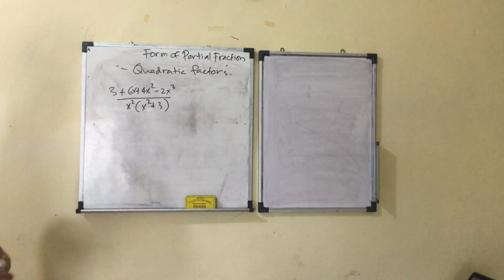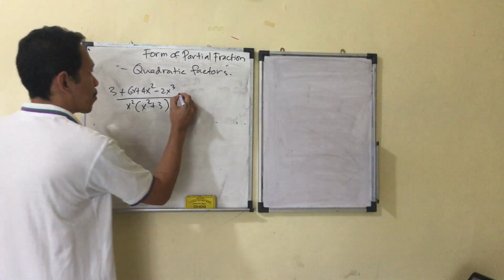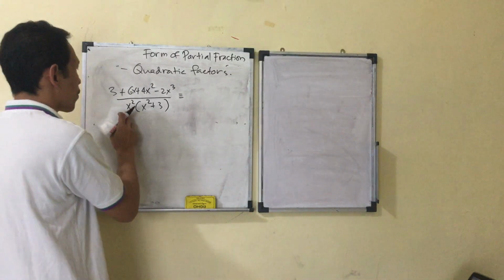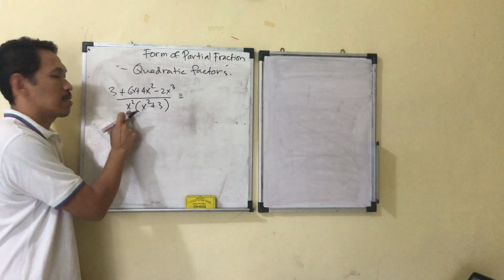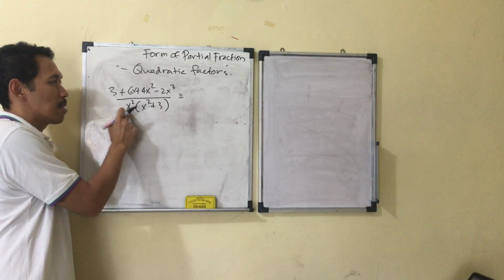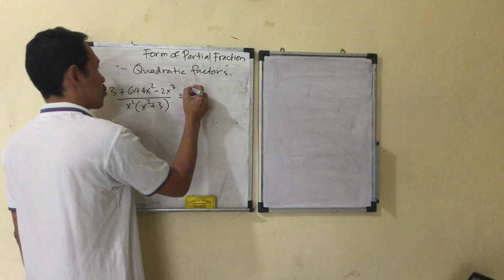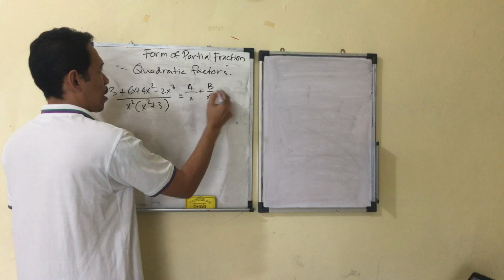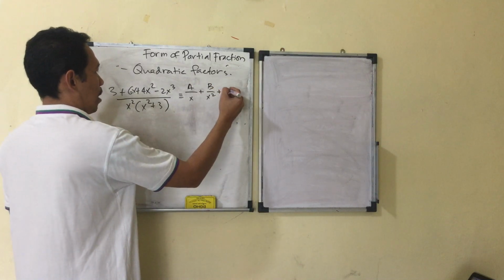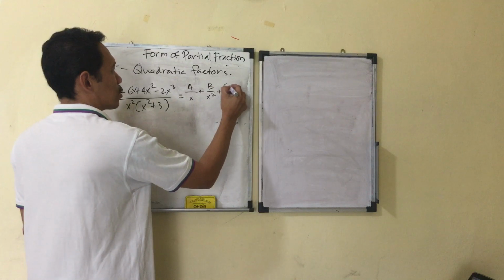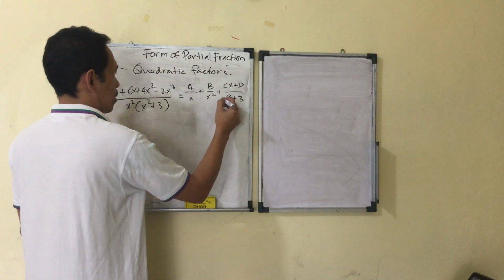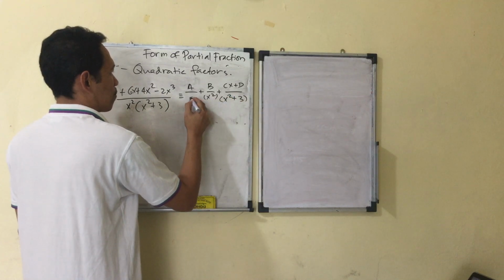So what can we do with the quadratic factors in the partial fraction? Same thing, we have to decompose them into their partial fractions. So you see x is considered as a linear, and x squared means it is a repeated linear, right? So we have A over x plus B over x squared. This is repeated linear, remember? Plus, and this is a quadratic factor, so Cx plus D over x squared plus 3. That is one factor.